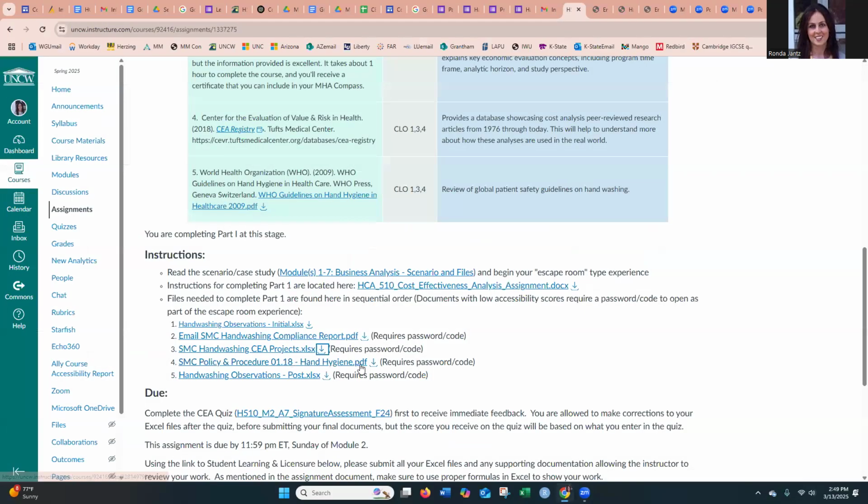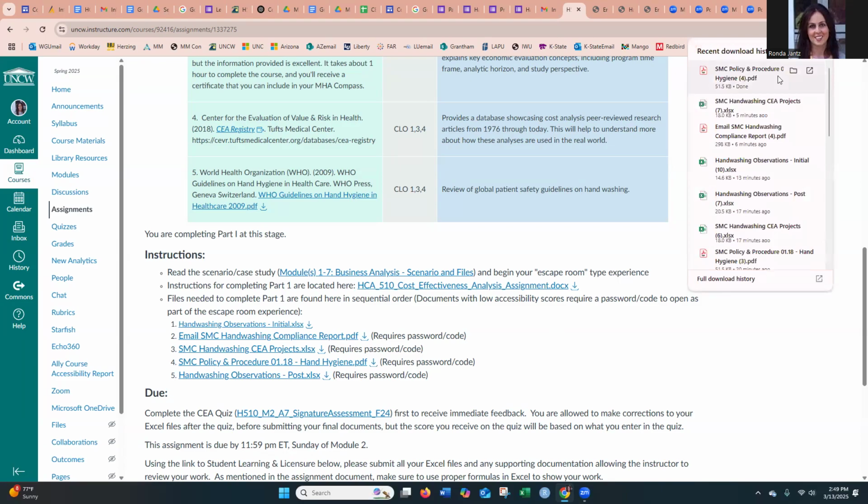Now we're going to go into our policy and procedure. Going to download this, and we're going to enter in that password from the previous file that we found.